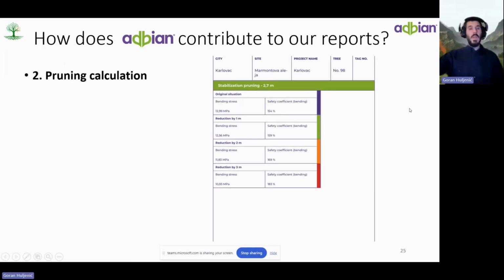Then second, we can display the pruning calculation, which is also very important, because often when we write in a report that a reduction of 2 meters, for example, is enough, then people don't believe us, or they want a bigger reduction. They say this is just 2 meters, it's nothing. And actually, you can usually calculate whether this reduction will be enough or not, and how much it will improve the safety factor. And this is really powerful for communication.